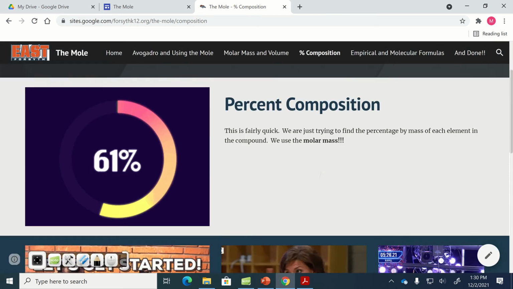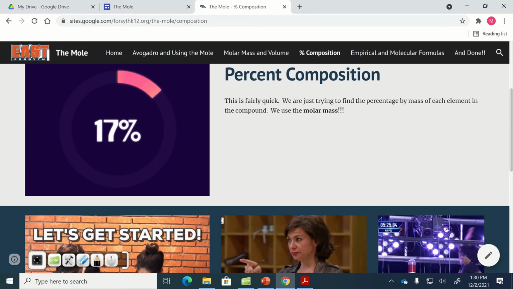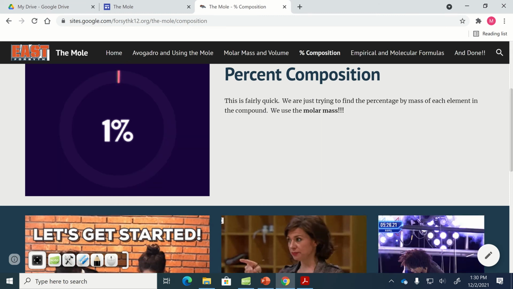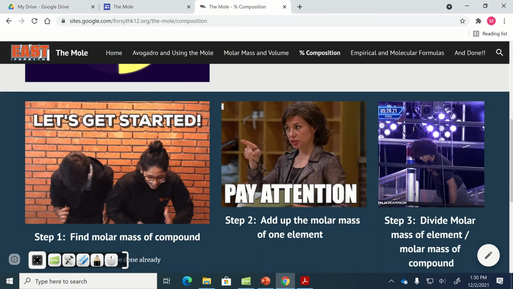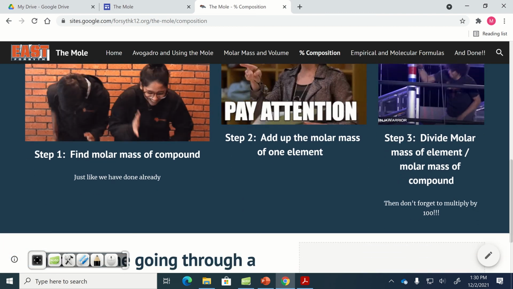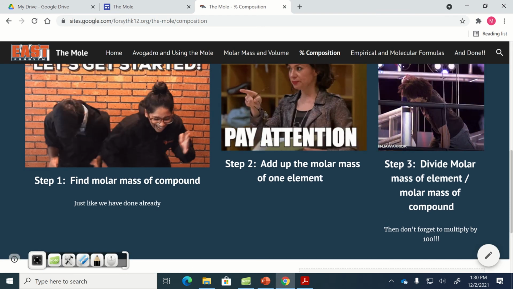Okay? So this is fairly quick. You basically are just needing to use molar mass. We're going to find the percentage by mass of each element based on molar mass. So basically what we have here is 3 steps, and I'll show this as we go through it. Step 1, find the molar mass of the compound. Nothing different there, nothing special.